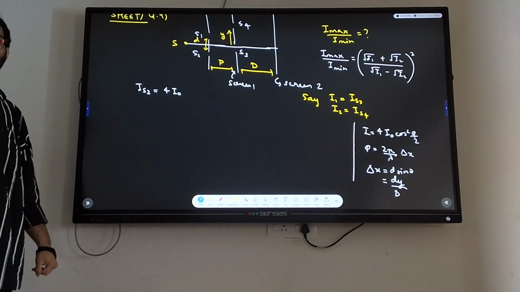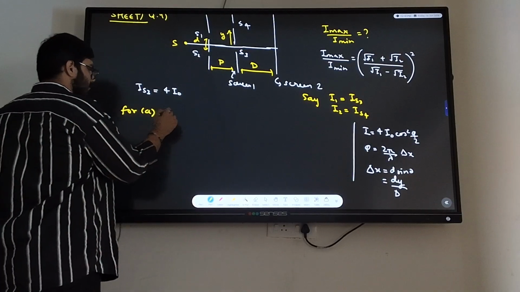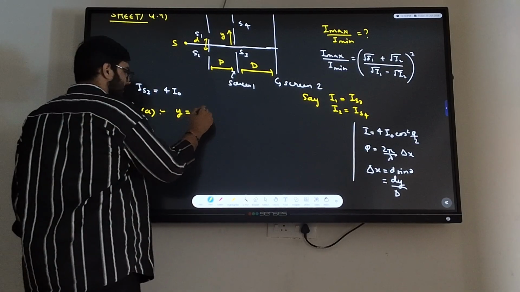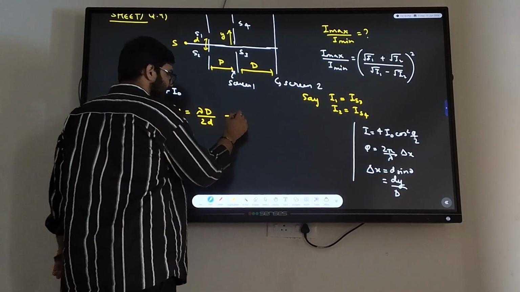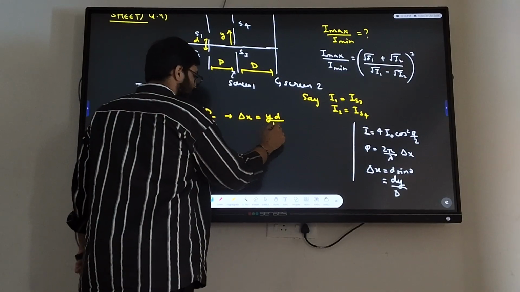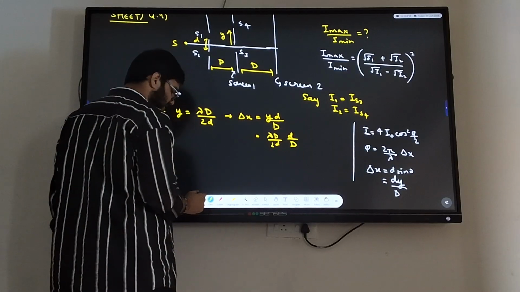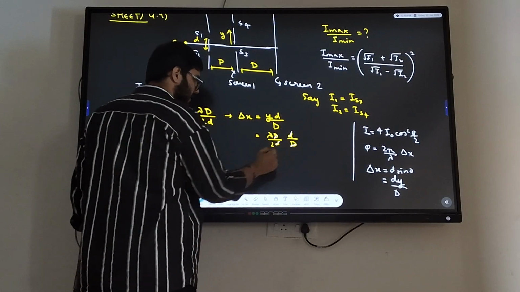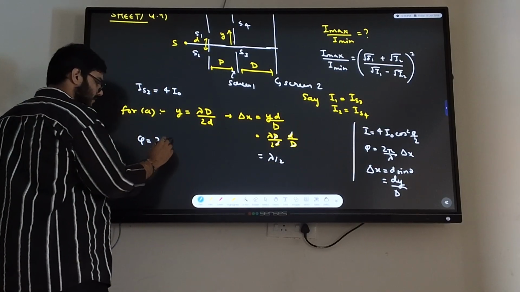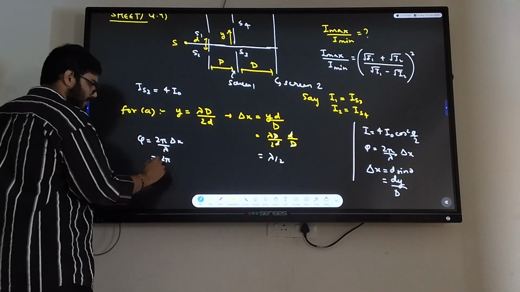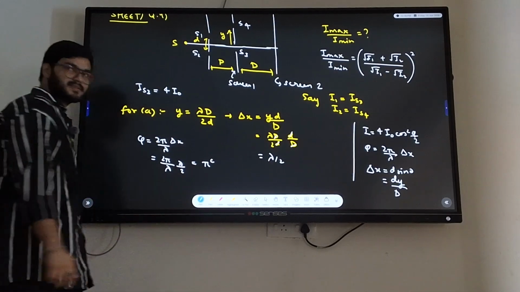For A part, what is the y given? For A, y is given to be lambda D by 2d. If this is so, then what is delta x? Substitute this. Now tell me, will some things cancel? And what is the thing that you get? Then what is phi? That's 2 pi by lambda delta x. And now 2 pi by lambda times delta x will come out to be pi radians.